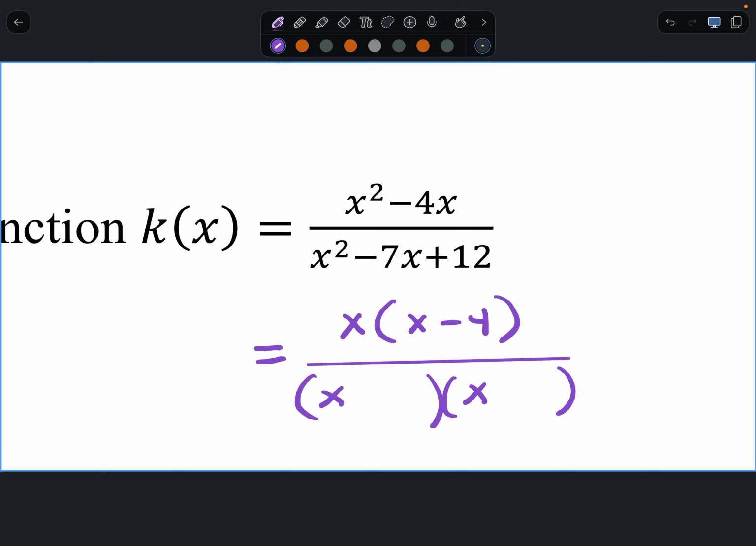So factoring this, I would be thinking about factors of 12. Well, we do that when it doesn't have anything in front of it. Okay. So minus 4, minus 3. Yeah. Okay.